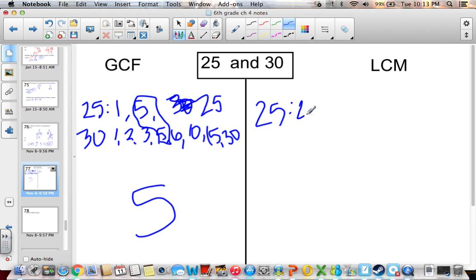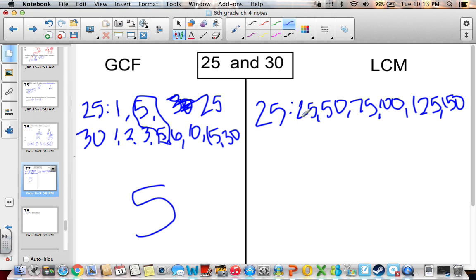Least common multiple. So we have 25, 50, 75, 100, 125, and 150. And as I'm doing these numbers, I'm thinking in my head, are any of these multiples of 30?